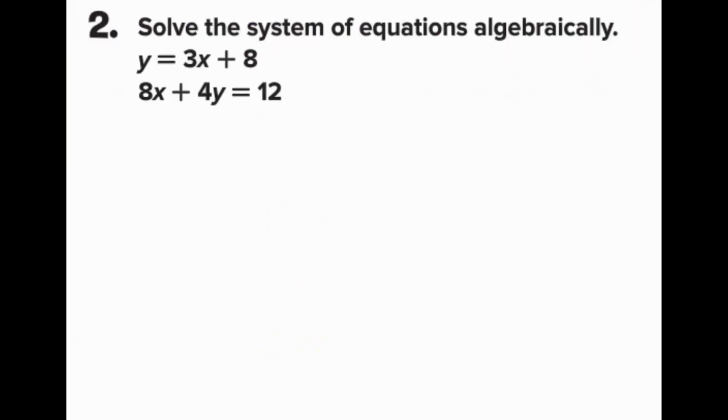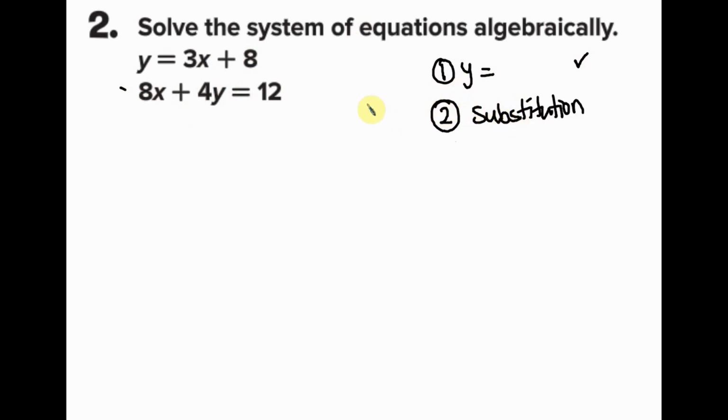Here's problem number 2. Solve the system of equations algebraically. Again, like I said, this first one right here is slope-intercept form, where you start with y equal to. However, the second equation is standard form, where it's not written as y equal to. In this case, since you already have y is equal to in one of the equations, this should be done easily. We're just going to move on to the second step, where it's going to be substitution.